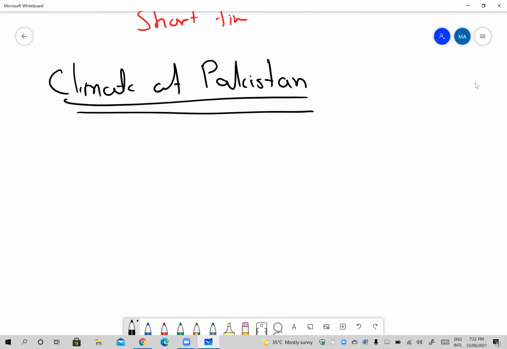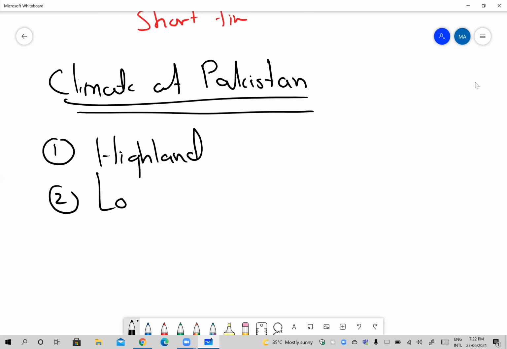So we've divided the entire country into 4 climatic zones. Number 1 is highland climate. Number 2 is the lowland climate. Number 3 is the coastal climate.